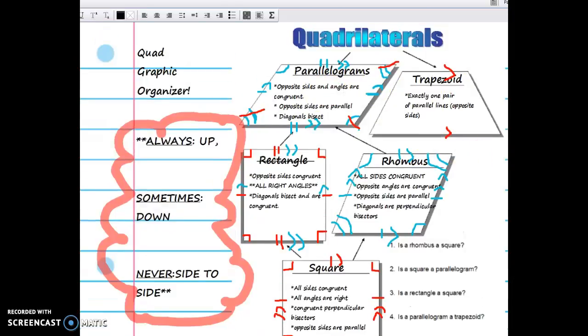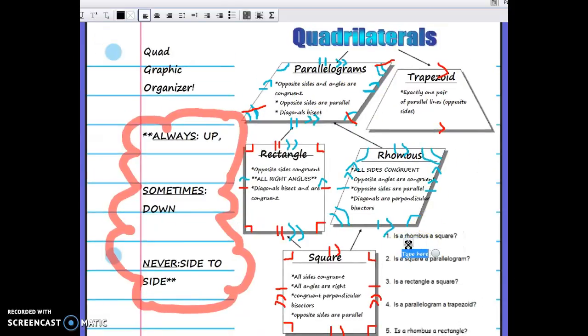Is a rhombus a square? So if we look, rhombus, to get to square, you have to go down, so that'd be sometimes. Is a square a parallelogram? To get from square to parallelogram, you go up, so that would be always. Is a rectangle a square? You're going down from rectangle to square, so that would be sometimes. So a rectangle would be a square if you had all sides that were congruent.